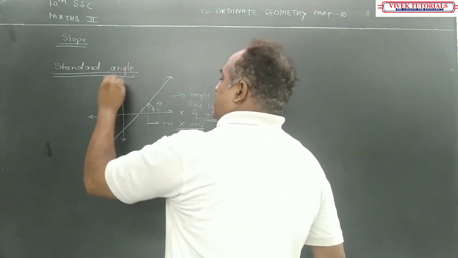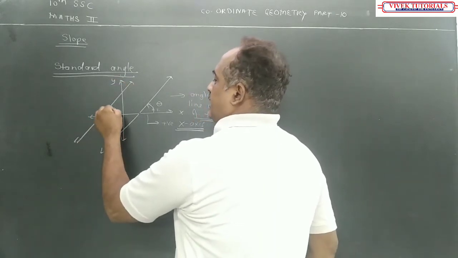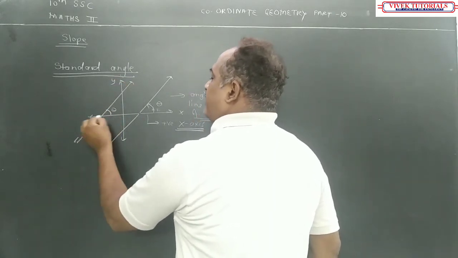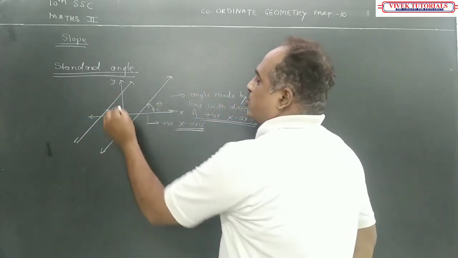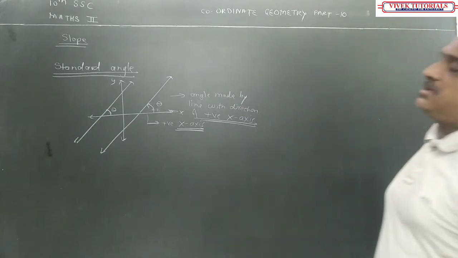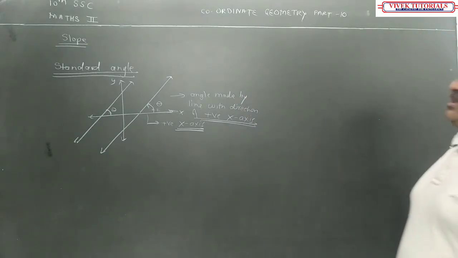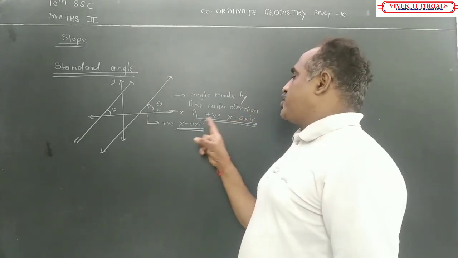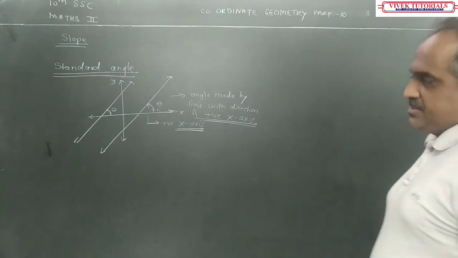Suppose another line is like this. This will also be a theta. That is the angle made with the positive x-axis, in the direction of the positive x-axis. So these two angles will be called what? Angle made by a line with the direction of the positive x-axis. So ये concept थोड़ा हमें समझना है.